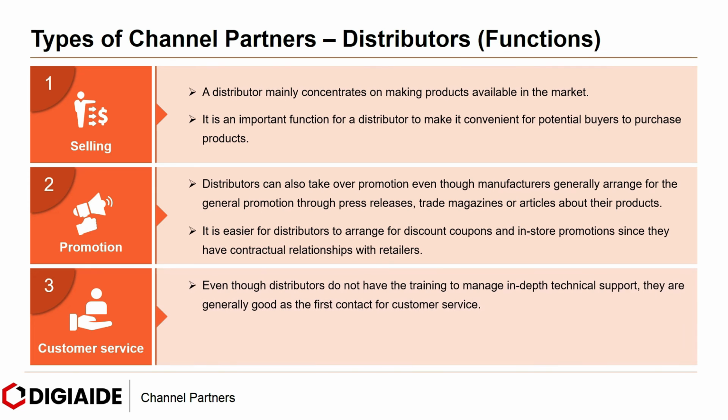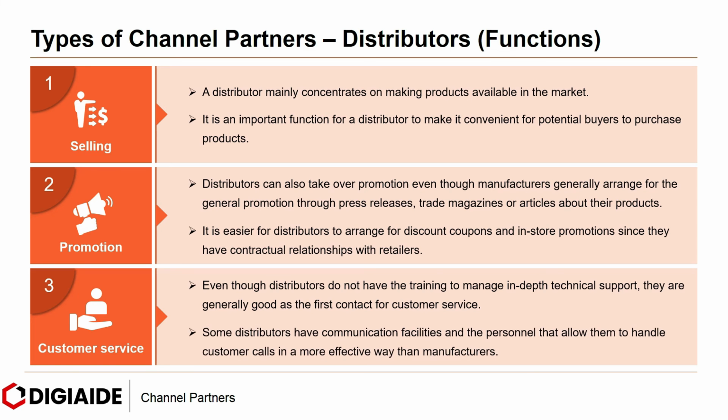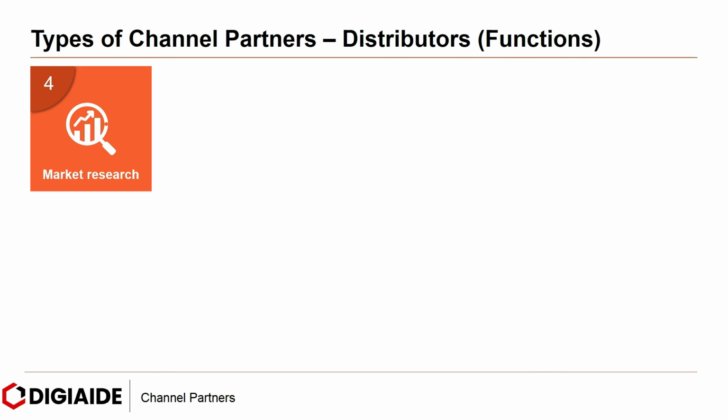Third, customer service. Even though distributors do not have training to manage in-depth technical support, they are generally good as the first contact for customer service. Some distributors have communication facilities and the personnel that allow them to handle customer calls in a more effective way than manufacturers. Fourth, they also help in market research.